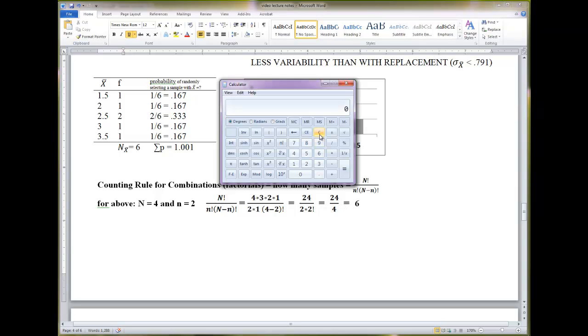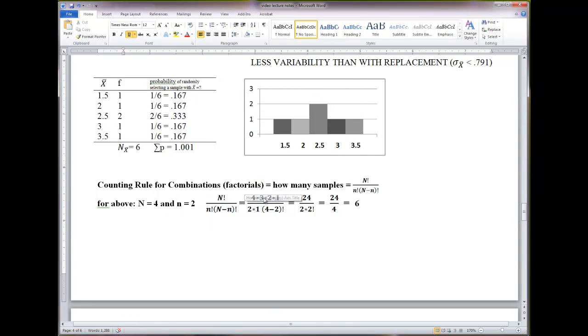Or you could say, well, I know what factorial is. It's every whole number between the number I'm interested in and 1, so let's do 4 times 3, just to be logical, times 2 times 1, and you get the same answer. I just wanted to show you that in the calculator on your computer.